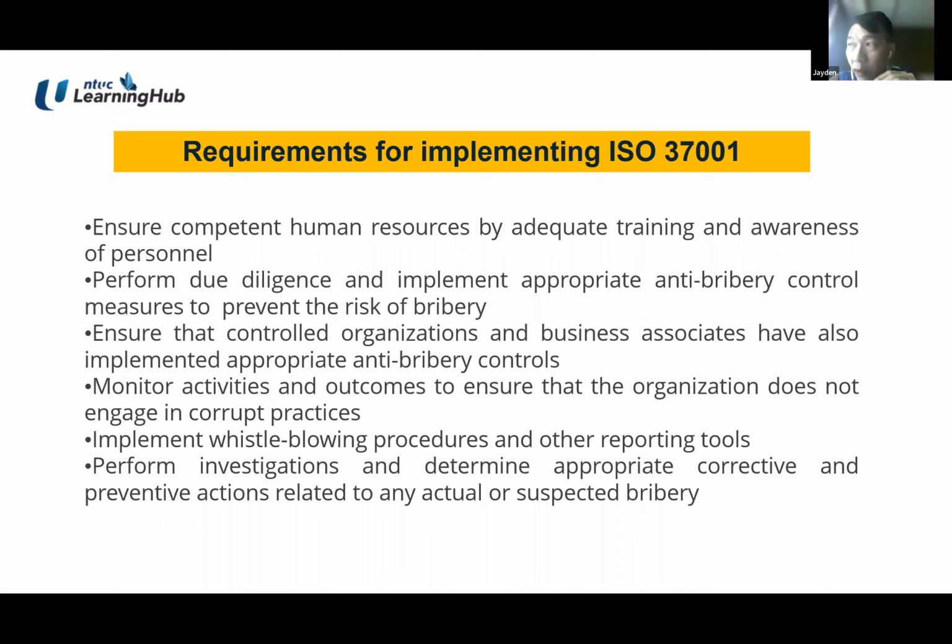ISO 9000 is very much concerned about quality, health and safety for 45,000. This round, 37,000 goes all out. Very similar to your BCP, every department's process flow will have to be studied. We have to have an anti-bribery control management plan set up.